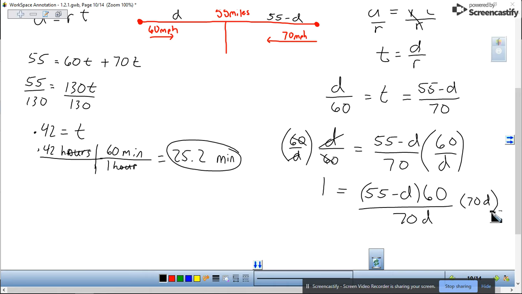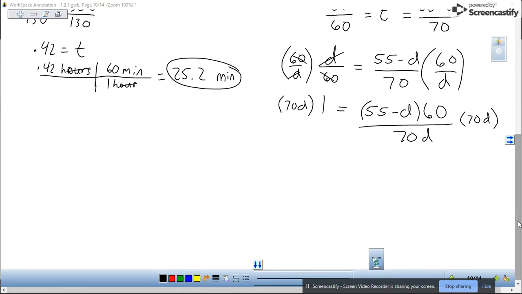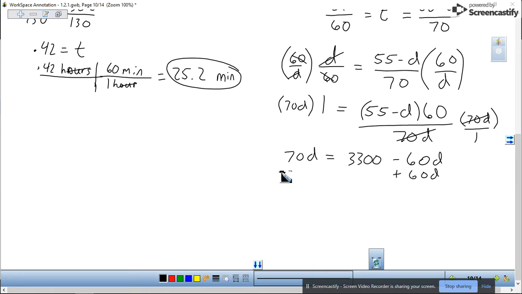Now, you could have cross-multiplied up here, and that would be fine. But just to space it out a little bit for everybody to see, that's going to give us 70D equals, and I'm going to go ahead and distribute this on top. When I do, what I end up with is 3,300 minus 60D. Okay, I'm now going to add that 60D to both sides. That's going to be 130D equals 3,300.